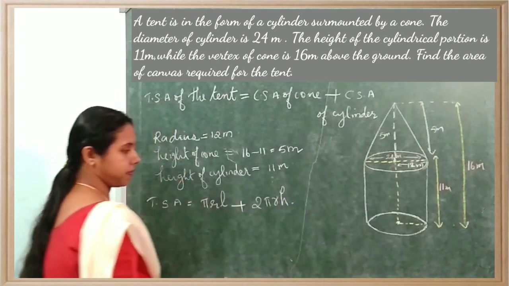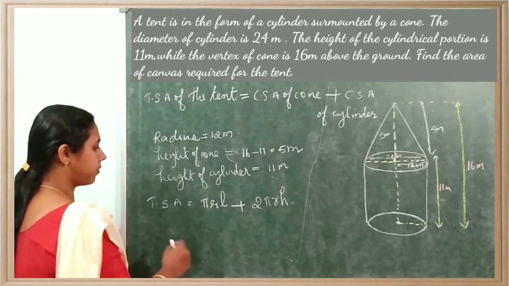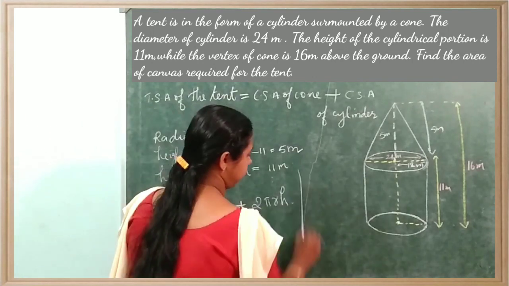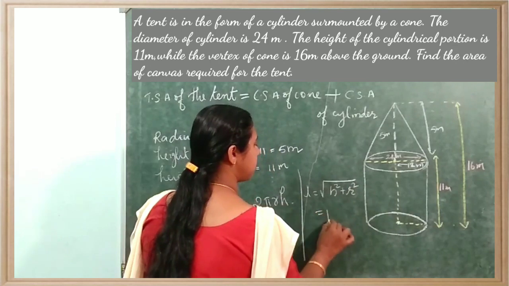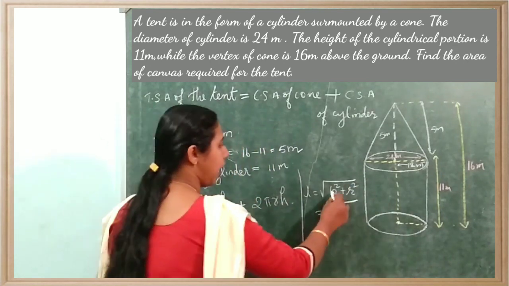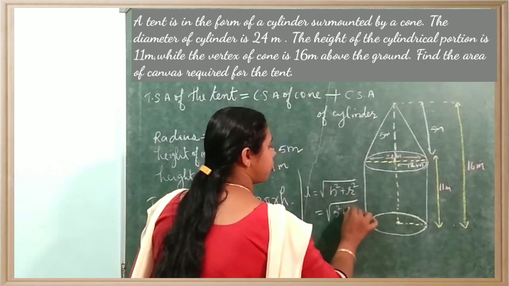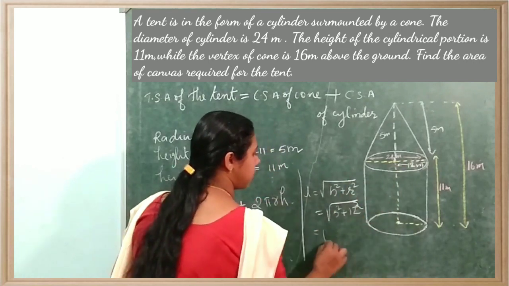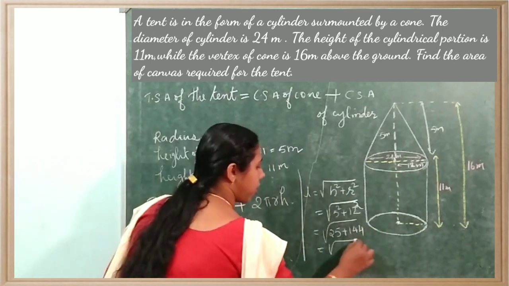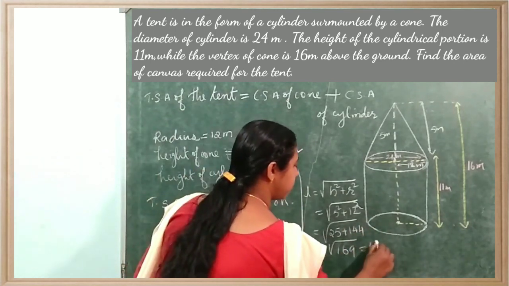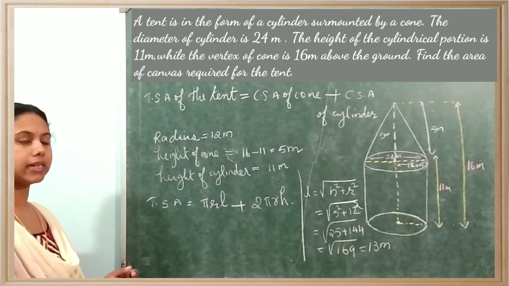We want to find the slant height of the cone. Slant height of the cone, we can write here, l is equal to square root of h square plus r square, that is equal to square root of, height of the cone is 5 meters, so 5 square plus radius 12 meters, so 12 square, that is equal to 25 plus 144, that is equal to square root of 169, that is equal to 13 meters. So the slant height of the cone is equal to 13 meter.